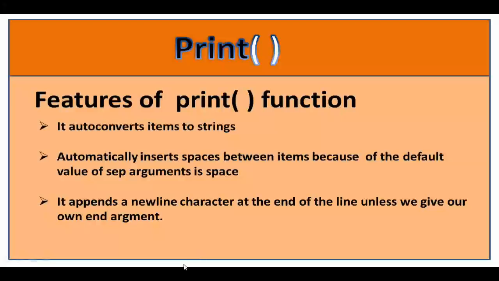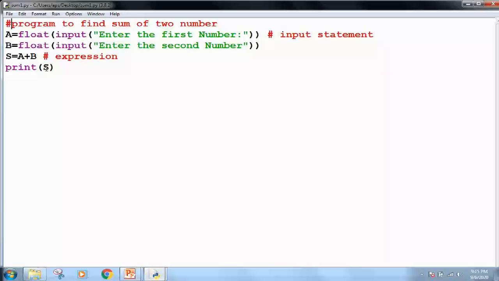Sum of two numbers is 35.0. Earlier you were getting only 35.0 as an answer, but now in the output you are getting the sum of two numbers as a string like this. Let me show you some more interesting things about the print statement.